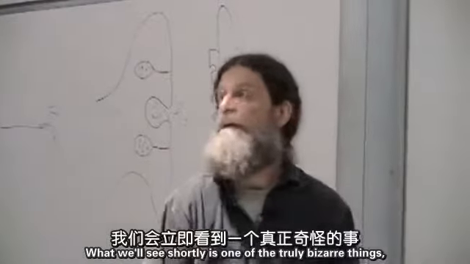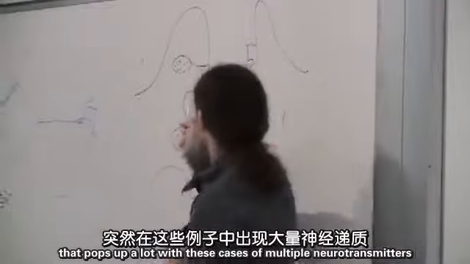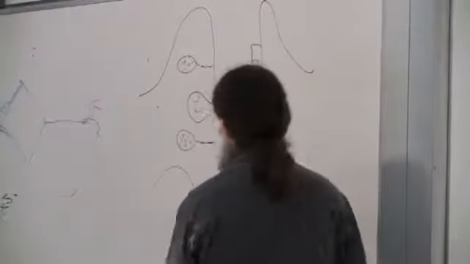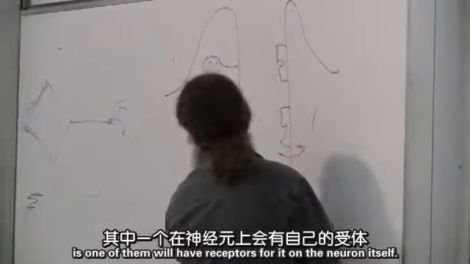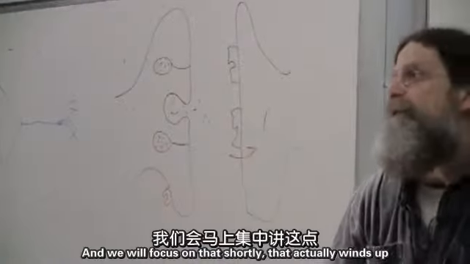What we'll see shortly is one of the truly bizarre things that pops up a lot with these cases of multiple neurotransmitters is one of them will have receptors for it on the neuron itself. And we will focus on that shortly.